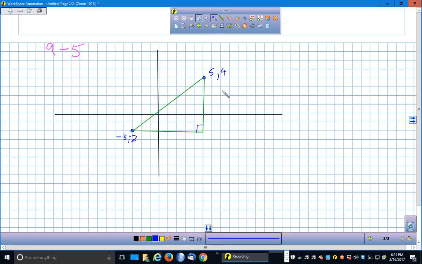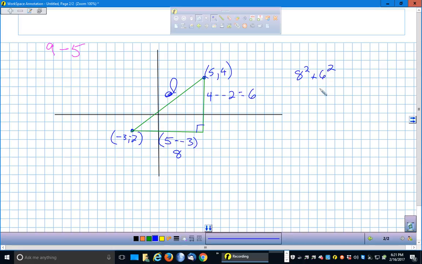So you want to find this distance here between this point 5, 4 and this point -3, -2. The distance from here to here you could find by subtracting the x coordinates, or you could count, but we're going to do it more mathematically by going 5 minus -3. That's the distance between those x coordinates, which is going to be 8. And then I could subtract the y coordinates, which is 4 minus -2, which gives you 6.